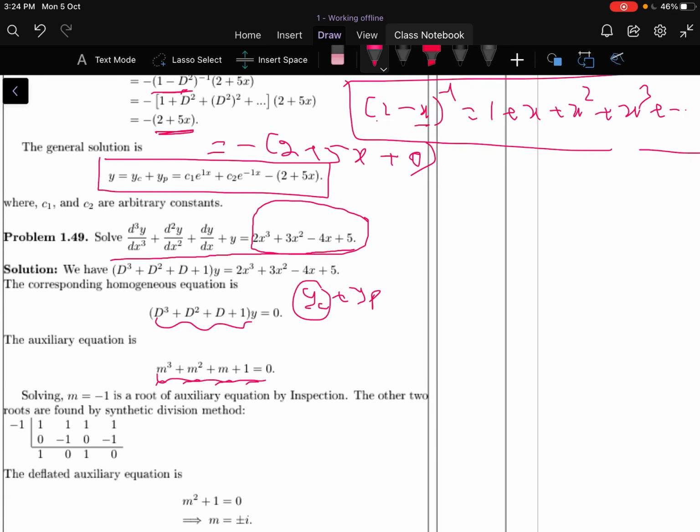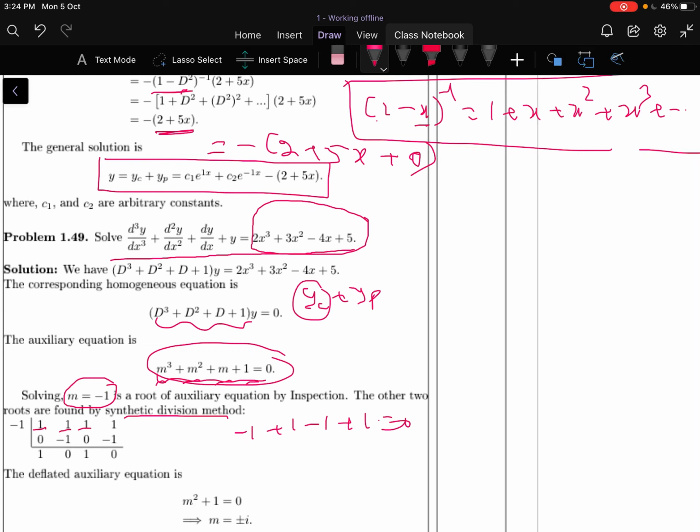So by using the inspection method, let us find out one root. I think m is equal to minus 1 is a root of this equation, because minus 1 plus 1 minus 1 plus 1, that becomes 0. Therefore minus 1 is a root of the cubic equation. To find the other two roots, let us use the synthetic division method. We take the coefficients of m cube 1, m square coefficient 1, m coefficient 1 and a constant.